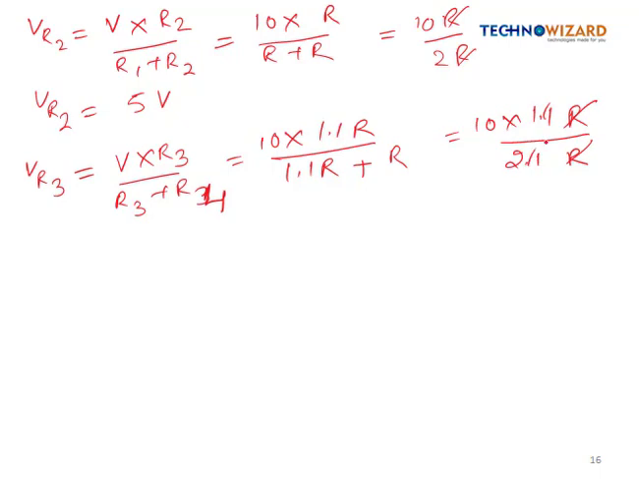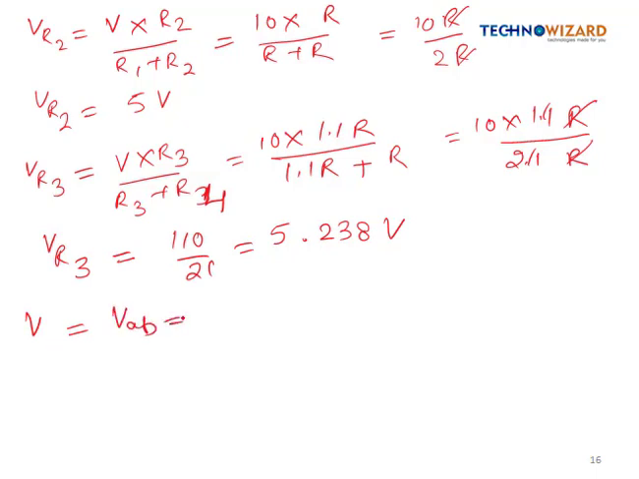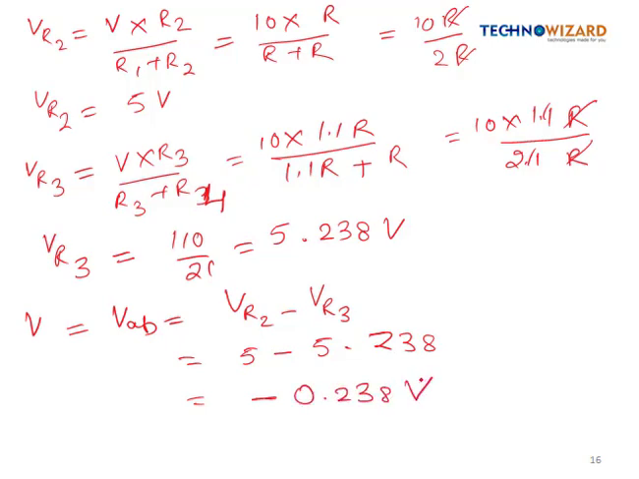So V of R3 is coming as 110 divided by 21, so it will be coming around 5.238 volt. Now we have to find out the voltmeter reading, which will be simply V of AB equal to VR2 minus VR3 is equal to 5 minus 5.238. So the answer is coming as minus 0.238 volt, which is the voltmeter reading.